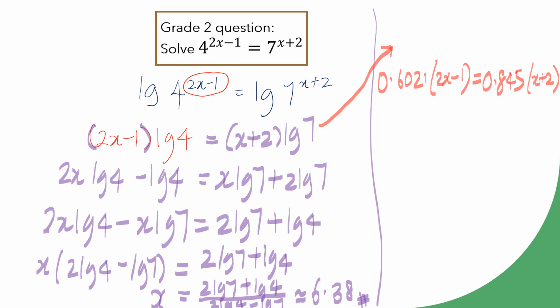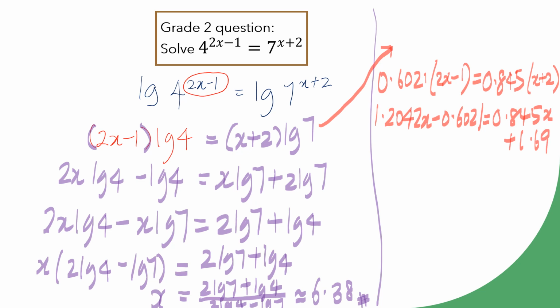So 0.6021 times 2 gives you 1.2042x, minus 0.6021. You have to write it a bit smaller, otherwise I have no space there. Then plus 0.845 times 2. That will give you 1.69. Oh, there's an x here.